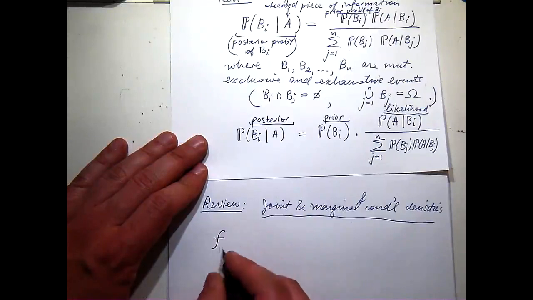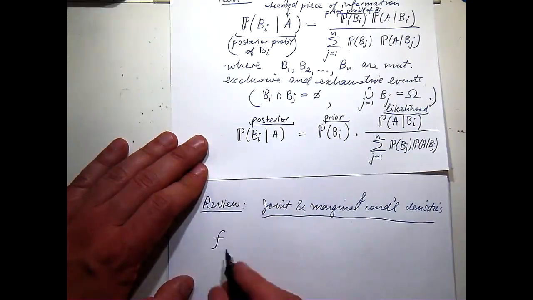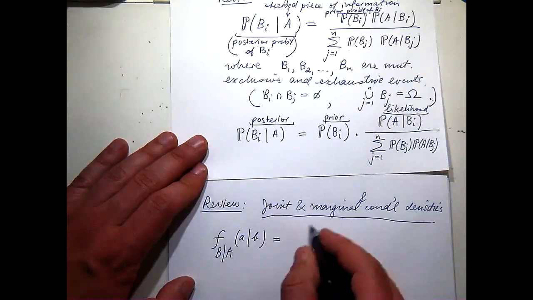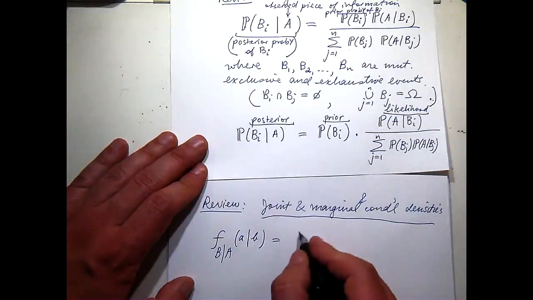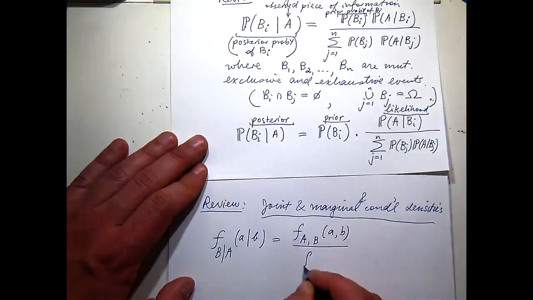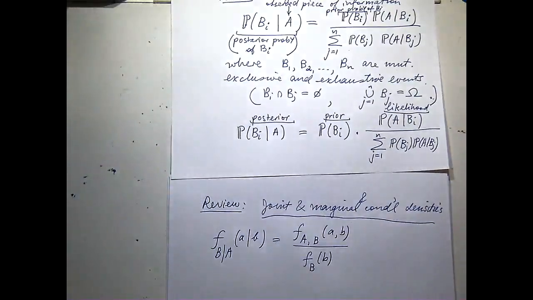The density of, I'll even do B and A, matching before. The density of B given A, these are continuous variables now. Conditional equals joint divided by marginal. f_{A,B}(a,b) divided by f_B(b). Okay, so far so good. This was a definition that we gave.